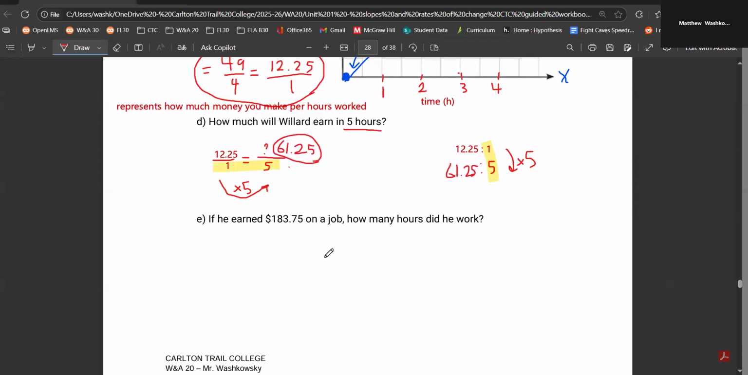Now, same thing. We can work it the other way, though. Well, if he made this much money, how many hours did he work? So try it out. I'm going to solve it in 3 seconds. 2, 1. Same thing. Take what you know.